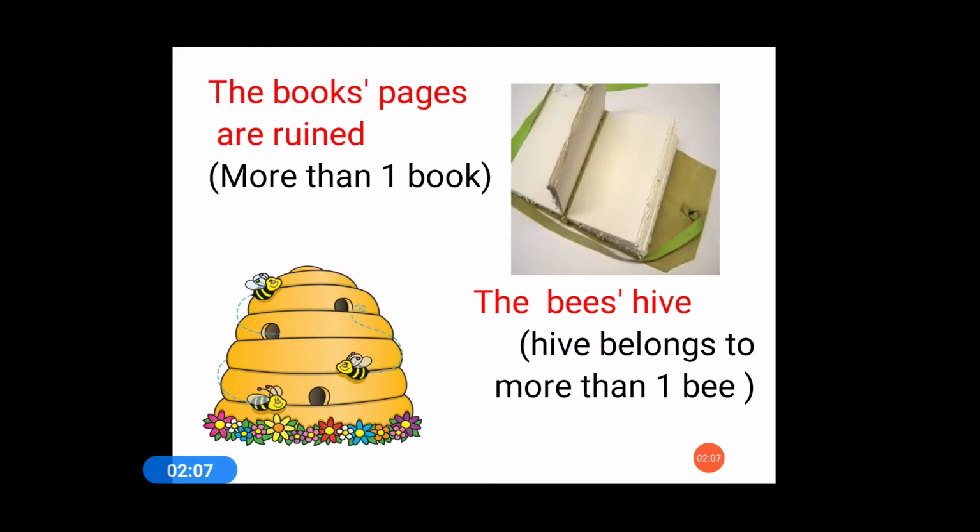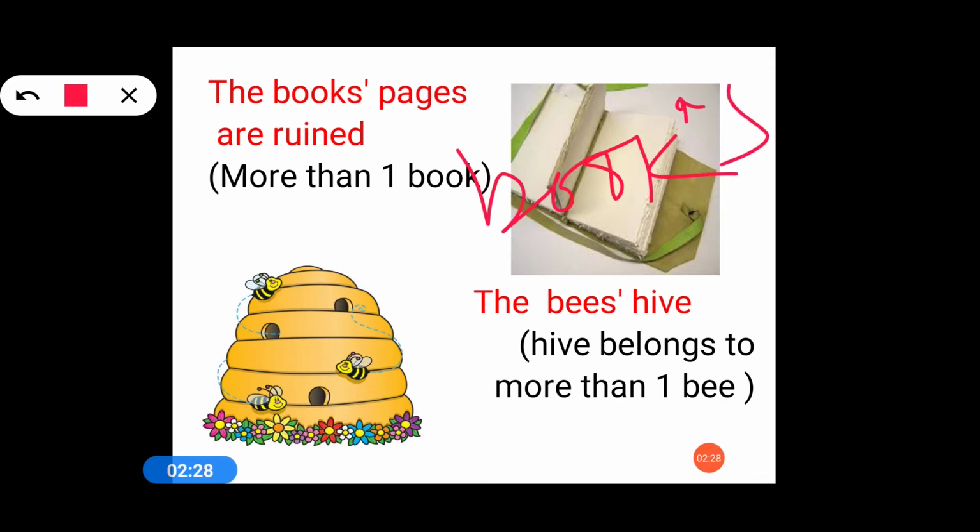I have taken the same examples as for the singular one to make things much better. The books' pages are ruined. The bees' hive. So you can differentiate that in the first one, I had used book apostrophe s and bee apostrophe s. But here I am not using apostrophe s. Where I am using the apostrophe, I am using it after s.